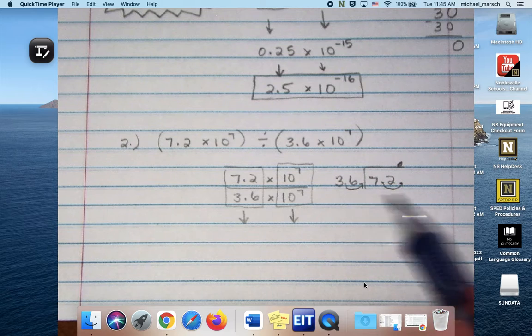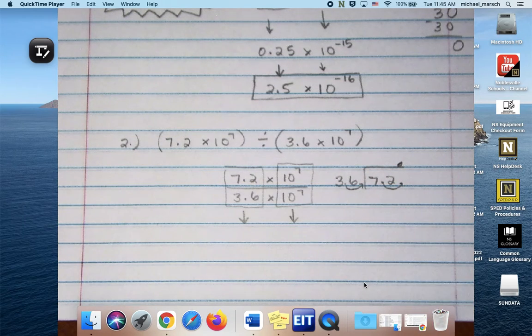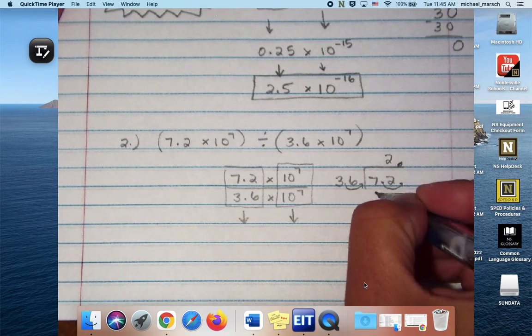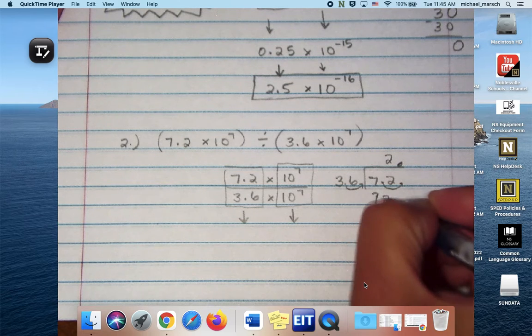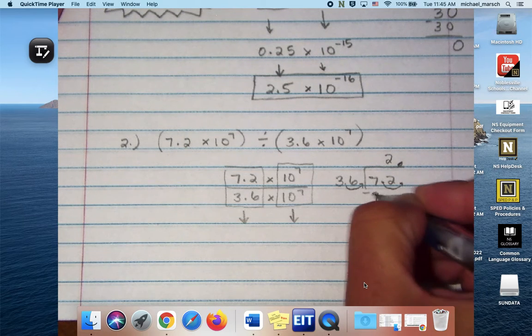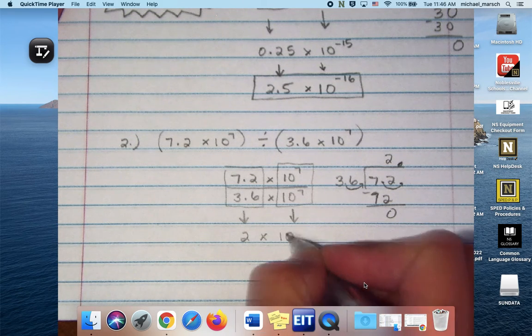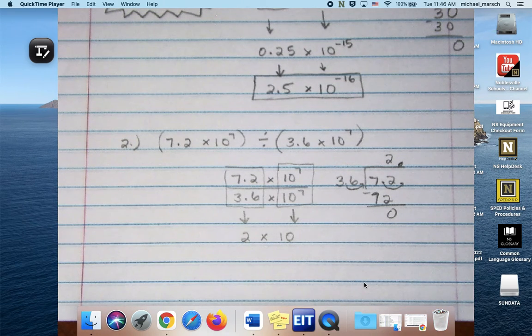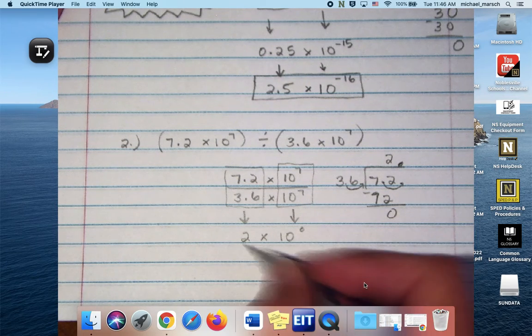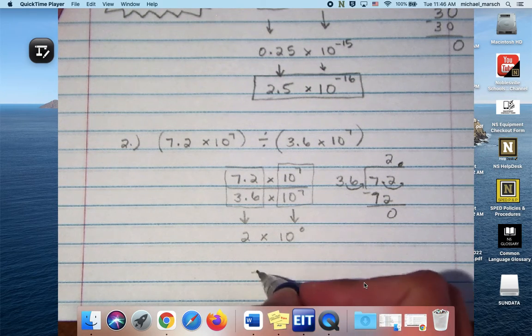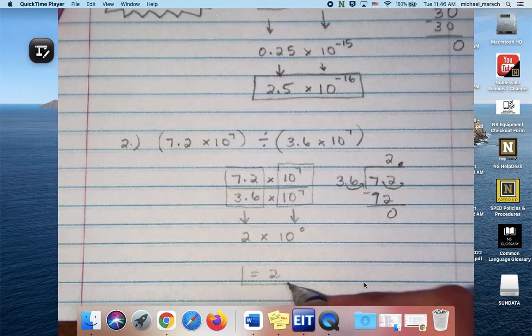How many times does 36 go into 72? 2 times exactly. This is going to be 2 times 10 to the, I'm subtracting, 0. What is anything to the 0 power? 1. So my final answer is 2.